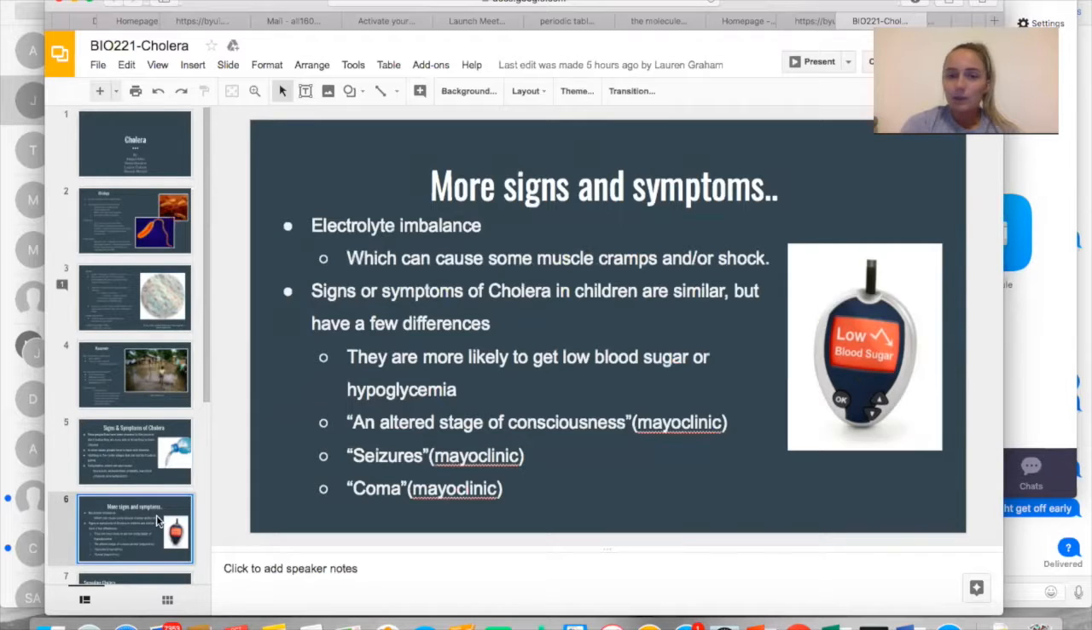Signs and symptoms of cholera in children are similar, but they also have some differences. They're more likely to get low blood sugar or hypoglycemia. They can have an altered state of consciousness, seizures, and they can go into a coma.